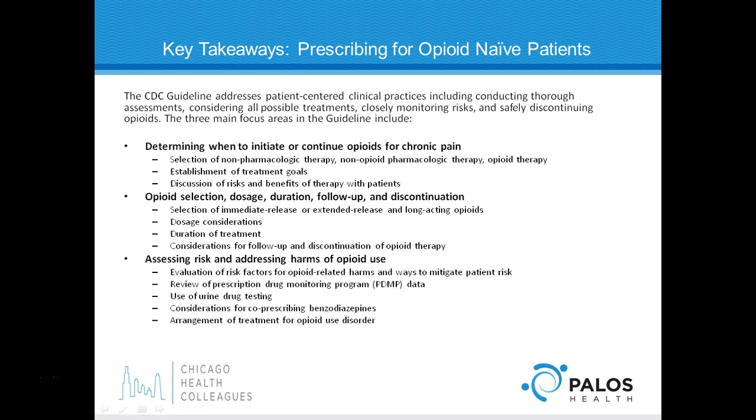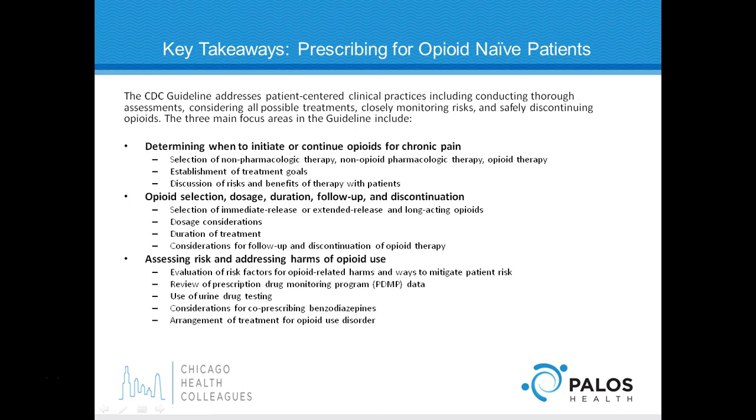The takeaways that we wish to convey: try to use non-pharmacologic therapy. Non-opiate pharmacologic therapy is going to be the most important. Discuss the risks and benefits with the patients. Select immediate release medications initially. If not functioning, then you may consider extended release or long-acting opiates. Always look at the amount that is being prescribed in morphine equivalents and how long you're going to be prescribing it. Have a plan on how to taper the medication.